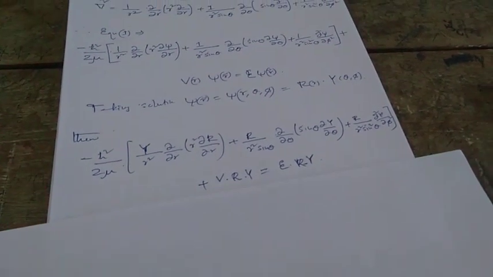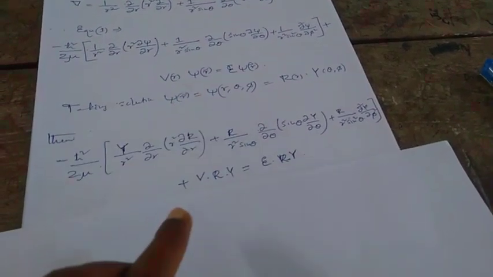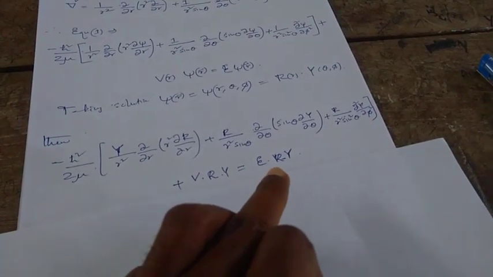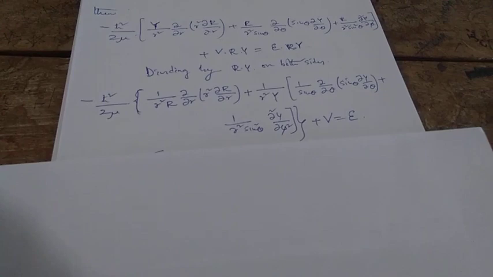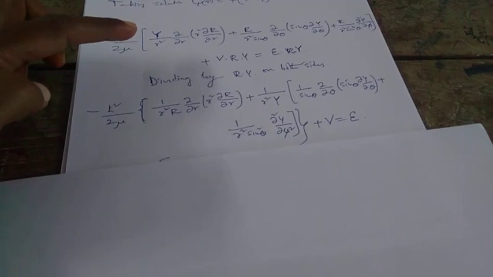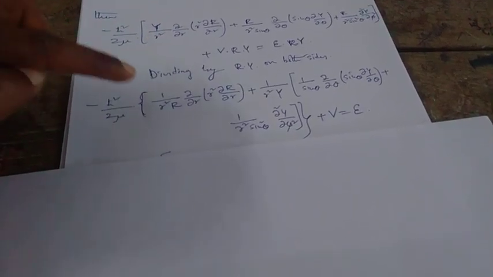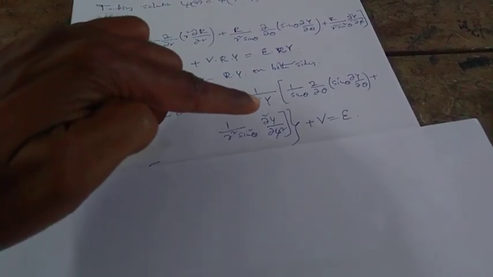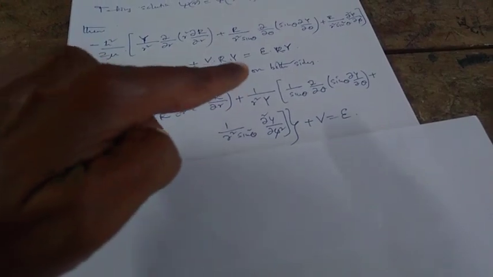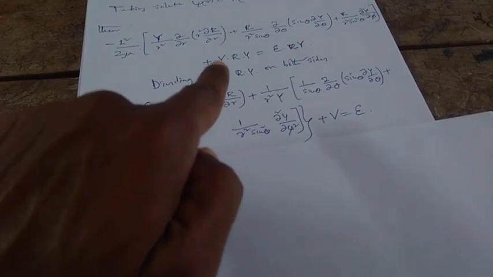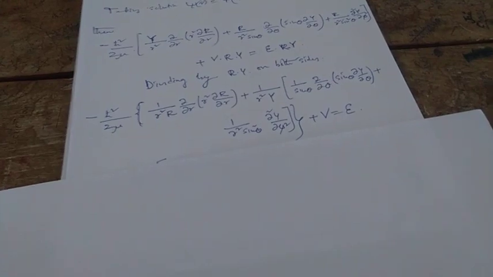And in the term which has V into psi, we can write V into R into Y, and on the right hand side we can write epsilon into R into Y. If we divide that equation by the product R into Y on both sides, then Y gets cancelled in the first term and we get R in the denominator, and in the second term R gets cancelled, but we still get Y in the denominator. If you write the second and third terms together, we can write this bracket here, and V will remain because R into Y gets cancelled, and on the right hand side we just get epsilon.